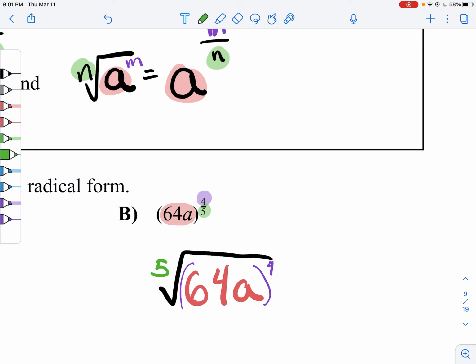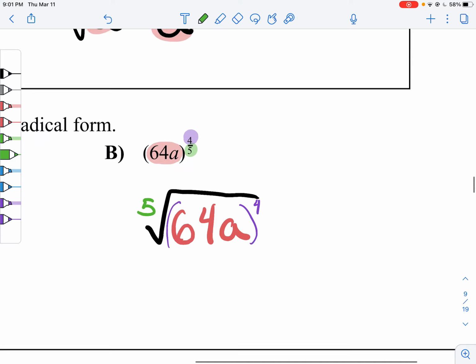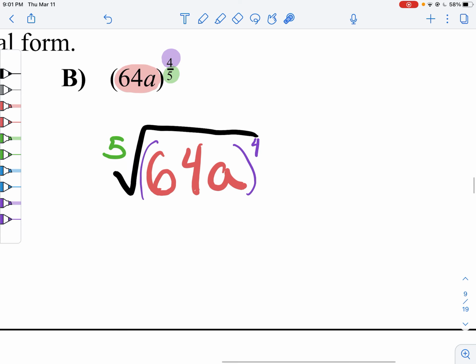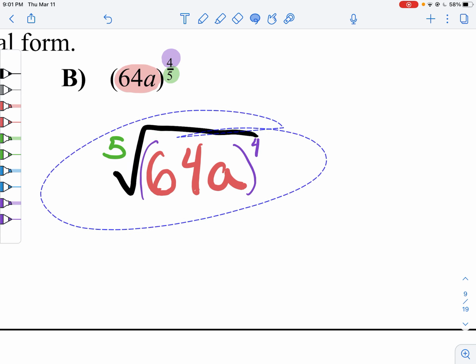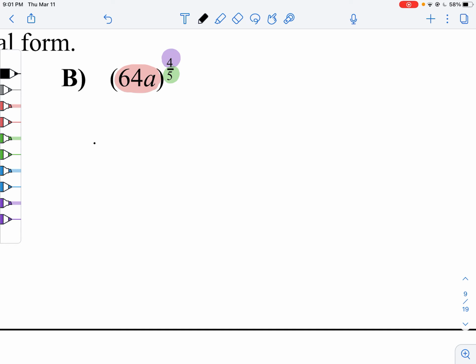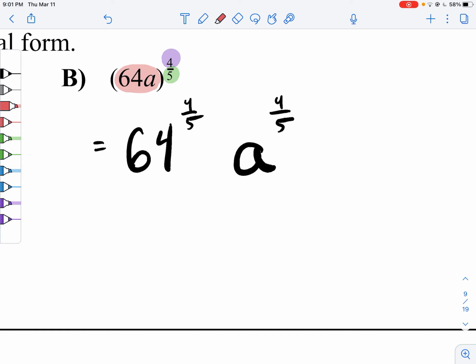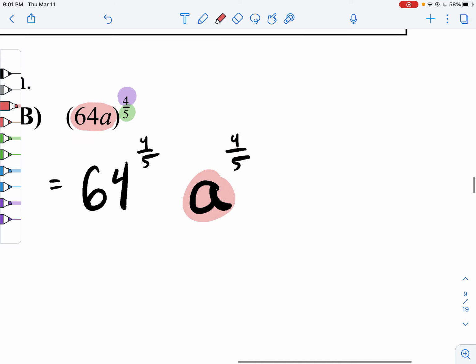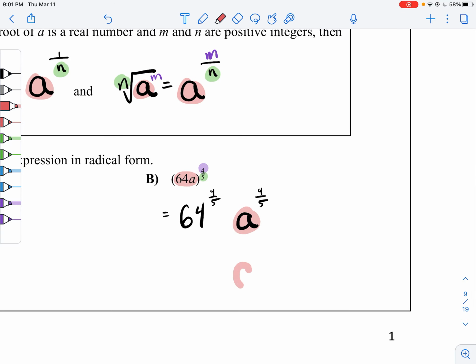But it doesn't stop there. It gets even simpler, because we can simplify the 5th root of 64. So I'm going to take a step backwards and say this is the same thing as 64 to the 4/5 power and a to the 4/5 power. You know to take your base, and that goes underneath your radical, and take the numerator and write that as an exponent, and take the denominator and write that as the index.